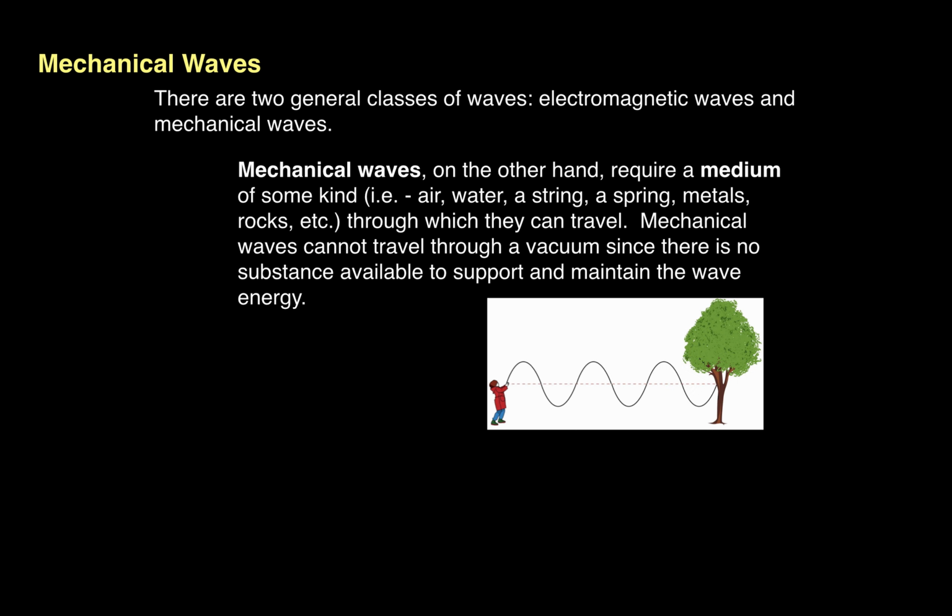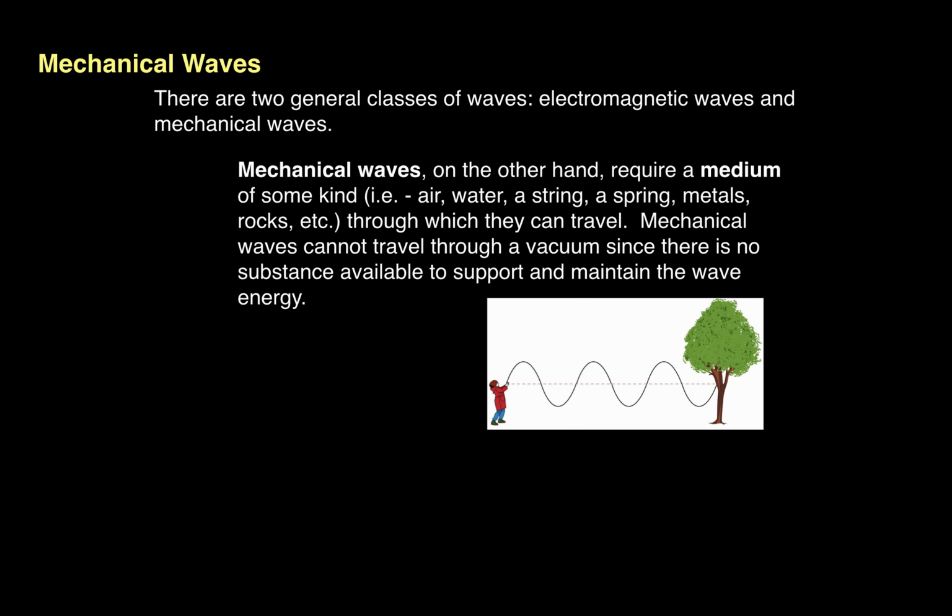Mechanical waves, on the other hand, require a medium of some kind, such as water, air, string, a spring, metals, rocks. Mechanical waves require molecules to vibrate so that they can travel. So they require a medium through which they can travel. Mechanical waves cannot travel through a vacuum since there is no substance available to support and maintain the wave energy.